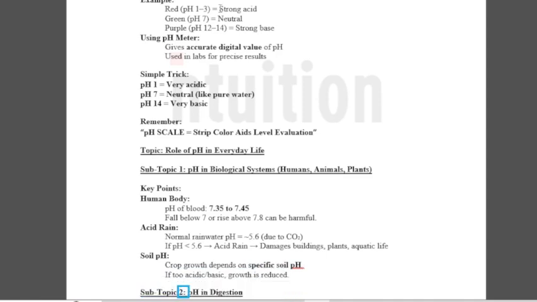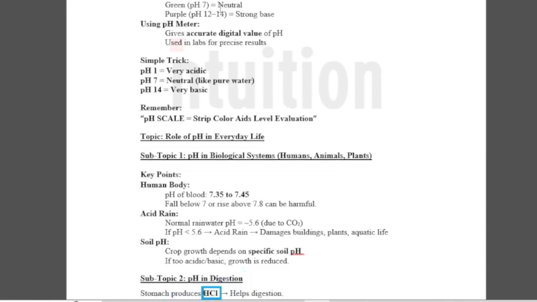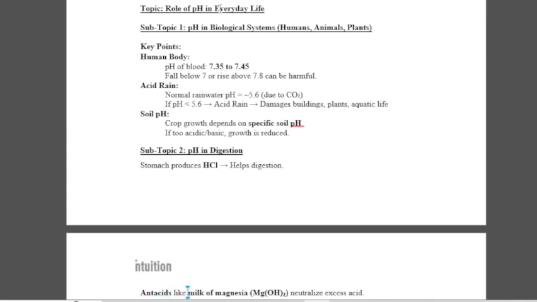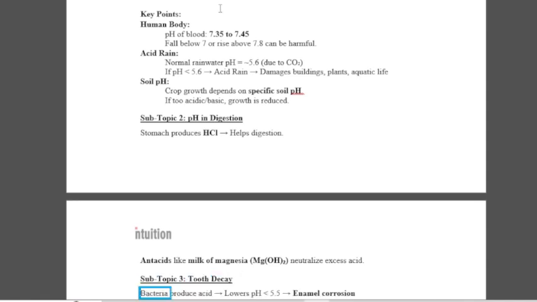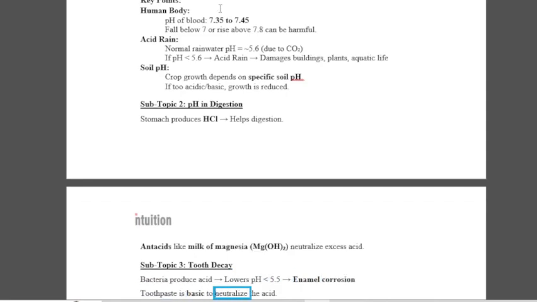Subtopic 2: pH in digestion. The stomach produces HCl, which helps digestion. Antacids like milk of magnesia, MgO, neutralize excess acid. Subtopic 3: tooth decay. Bacteria produce acid, which lowers the pH below 5.5. This causes enamel corrosion. Toothpaste is basic to neutralize the acid.